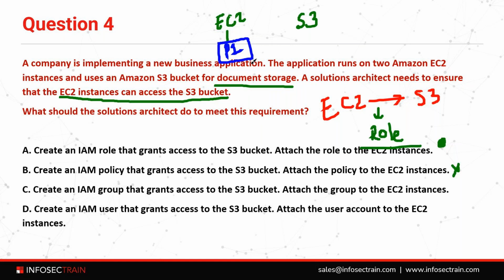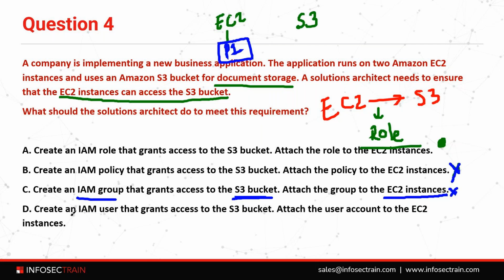A policy is there to fine-tune the control. So attaching a policy to the instance, with no mention of an IAM role, is not possible here. Next: create an IAM group that grants access to the respective S3 bucket. No, absolutely not. An IAM group is a different concept. IAM users are there, and in a group you can attach a policy that has access to the S3 bucket. But attaching this group to the EC2 instance is not going to be the case. This is a completely wrong statement.